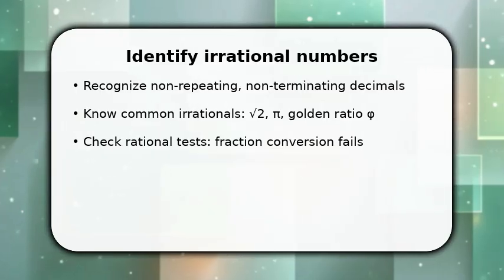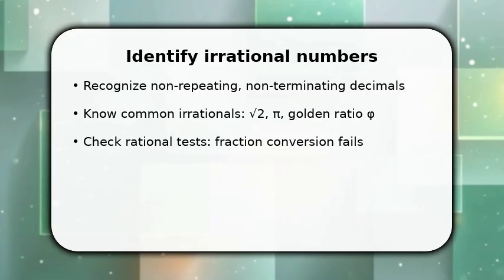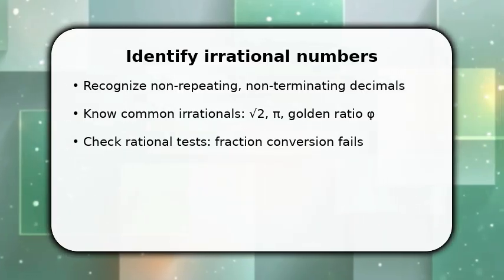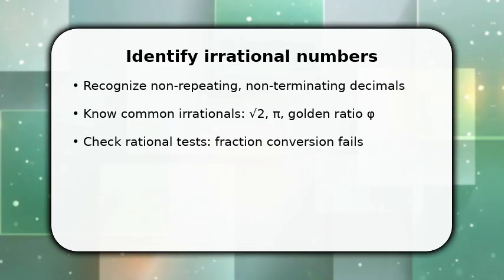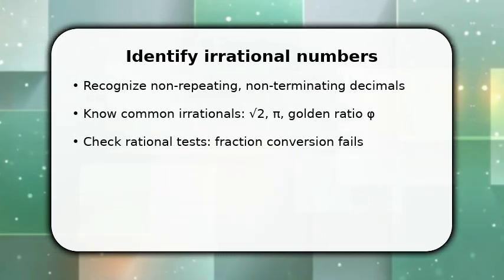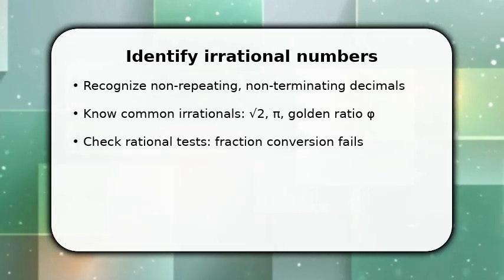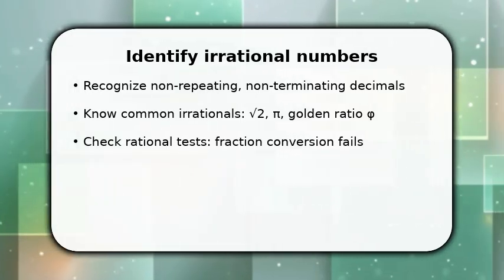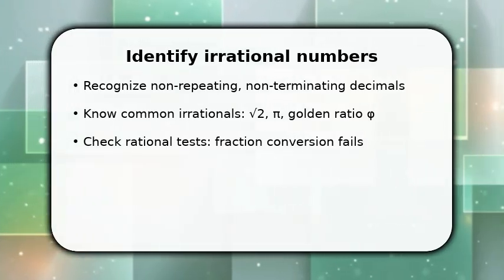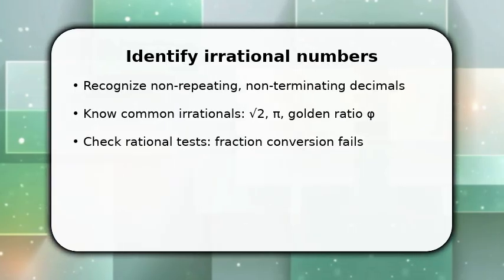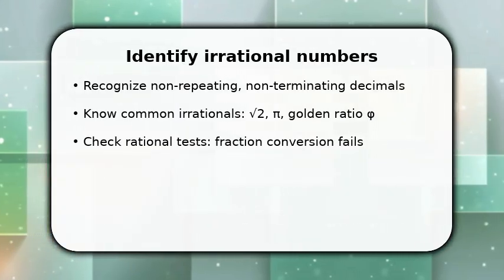You already know decimals and fractions. Now apply that knowledge. First, test a number. Try converting it to a fraction. If you cannot express it as a ratio of integers, suspect irrationality. Once done, examine its decimal form. If digits neither terminate nor repeat, it is irrational. Make sure to compare with known examples like square root 2 or pi to build intuition.